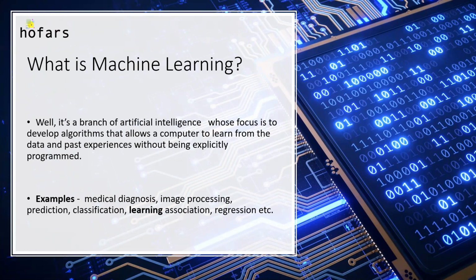And why do we use machine learning? Well, we use machine learning in many fields to reduce the time it takes for the things we do, like predicting things such as medical diagnosis, image processing, prediction, classification, learning association, regression, and mostly you use Google Assistant and Amazon Alexa every day. And those use these machine learning algorithms to answer your question appropriately. So it makes our life easier. This is where machine learning emerged.